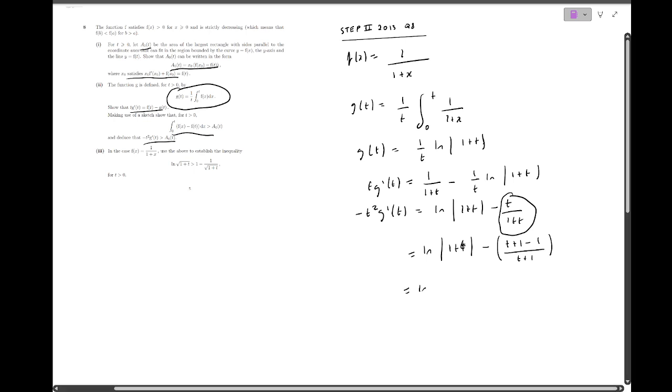So what we can just do here is split this up even further into natural log 1 plus t minus 1 plus 1 over t plus 1. Cool. Because this just splits into this here, right?